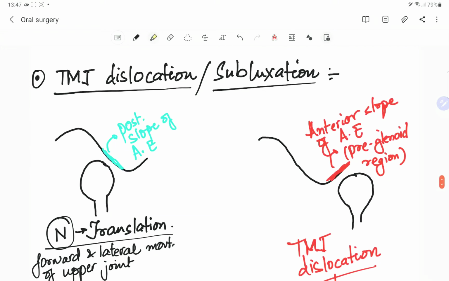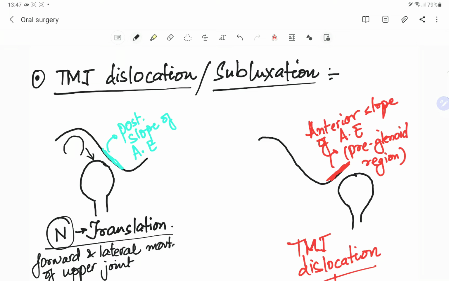Then we have the Tmj dislocation or the subluxation. Tmj dislocation is when the condyle is dislocated. Now, normally what do we see? We see that the condyle translates against the slope of the articular eminence, basically the posterior slope of the articular eminence. The normal positioning of the condyle at rest is here, then it translates against the posterior slope of the articular eminence in normal translation.